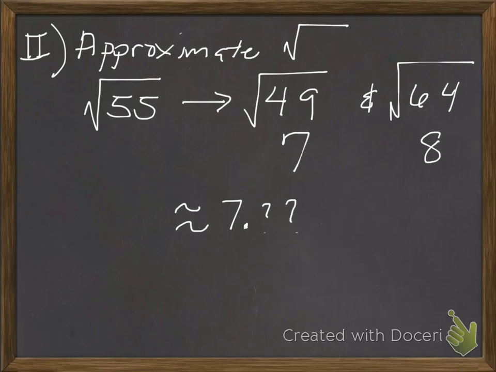They're asking you to go to the hundredths place, so right now I'll be satisfied with the tenths place, one decimal place. But if you can, try to estimate to the hundredths place. So we know it's going to be 7 point something.